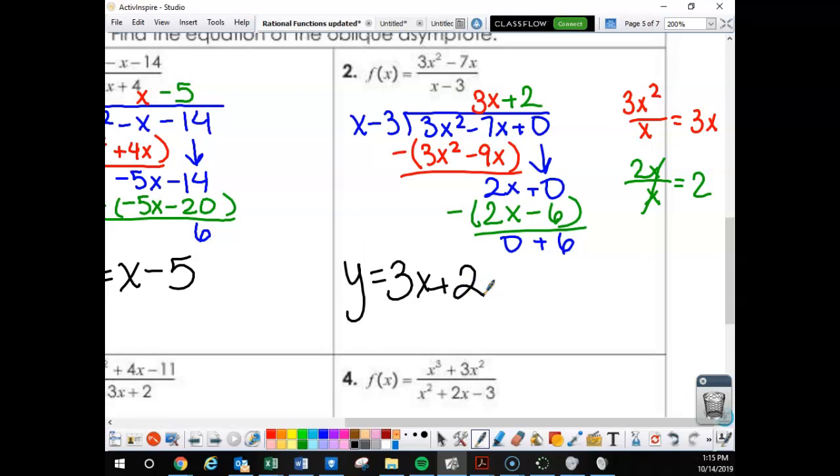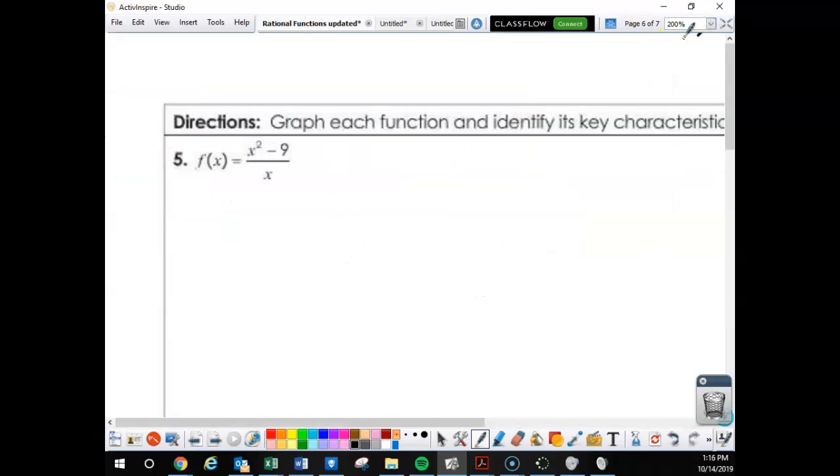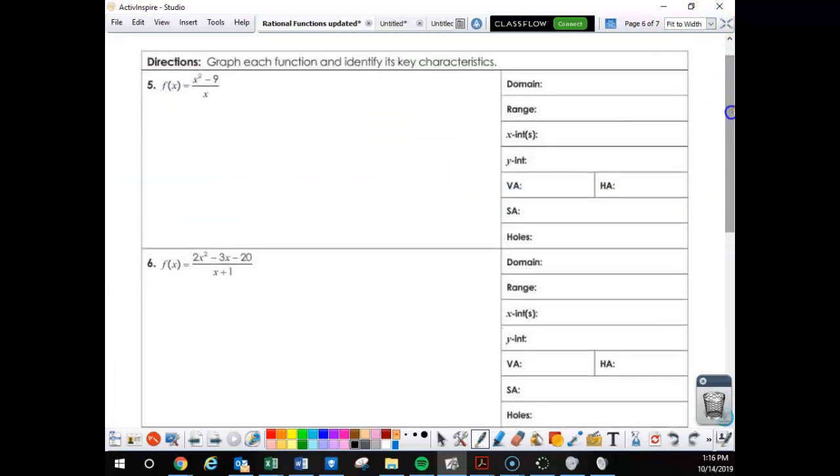Any questions about that? All right, so let's put it together with what we did on Thursday and Friday on the back. On the back, I'm trying to figure out all my key features: my x-intercepts, y-intercepts, vertical and horizontal asymptotes, my oblique or slant asymptote, and then the holes. I'm not going to worry about the domain and range today. Remember, the first step is to make sure everything is factored out.